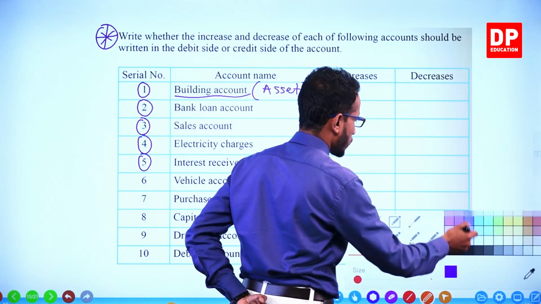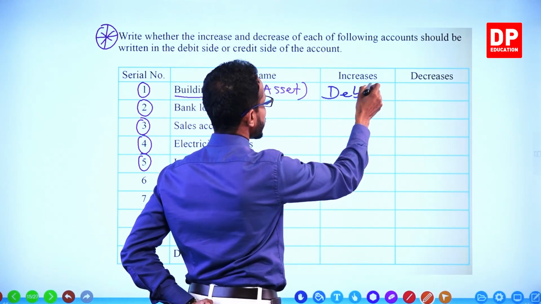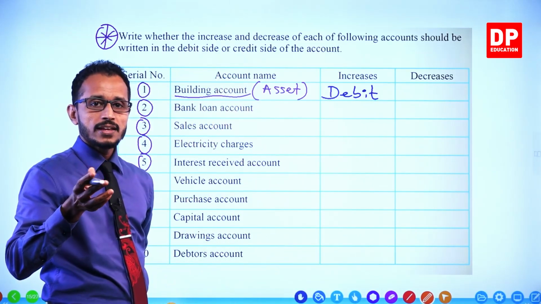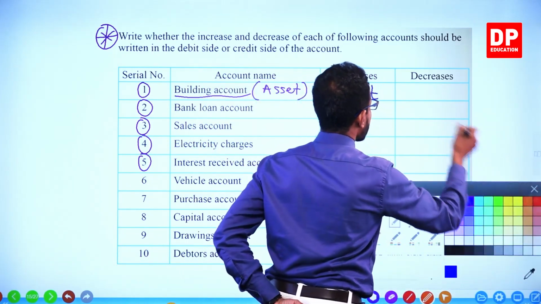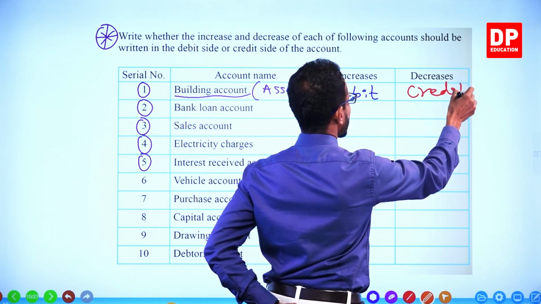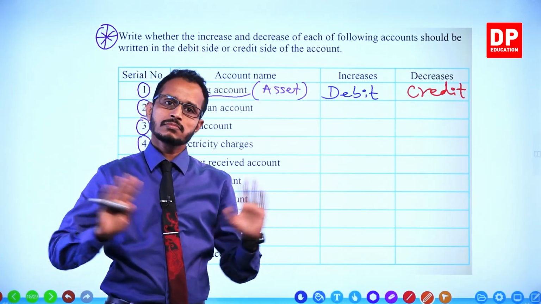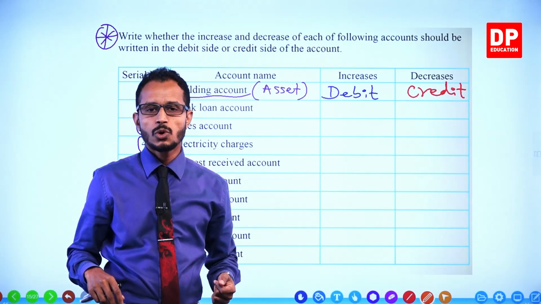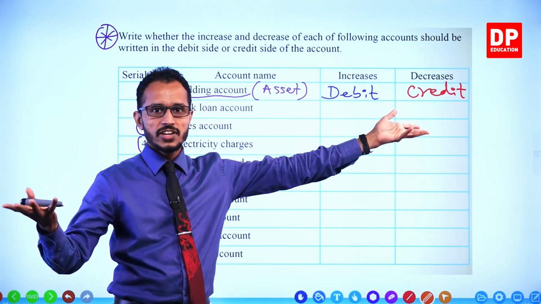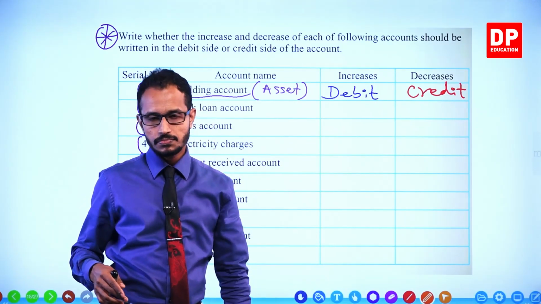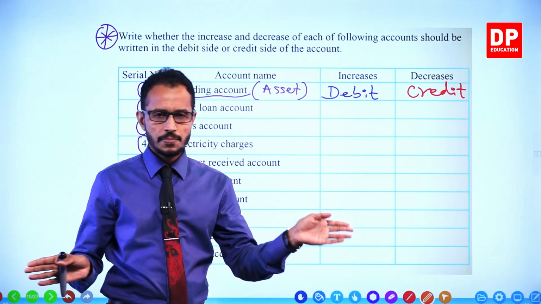What should we write in this column? Increases, debit. Then obviously decreasing is the opposite side, which is credit. Simply you can figure out one end and the other end comes automatically. If you know increasings are debit, definitely decreasings are credit. There's only two sides. It's not rocket science. Just figure out which side. Okay.